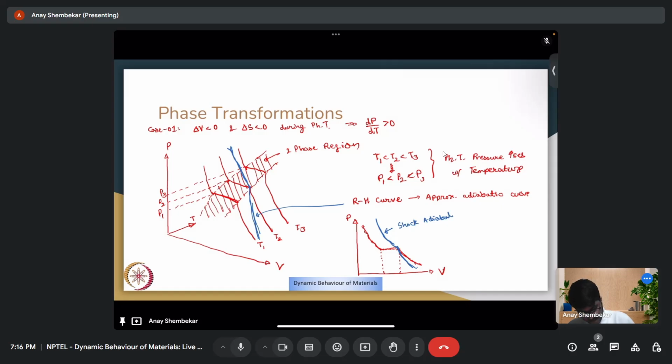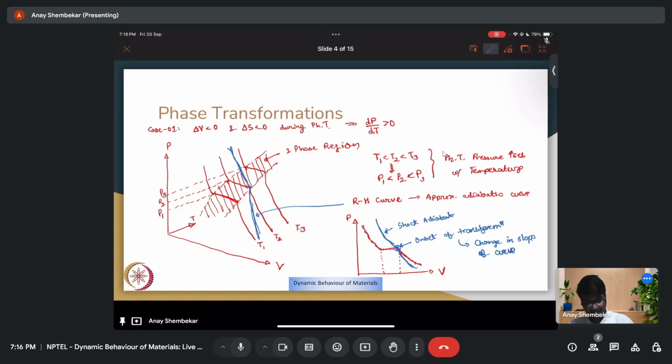This point is the onset of transformation, and here you have a change in slope of the curve. Okay.